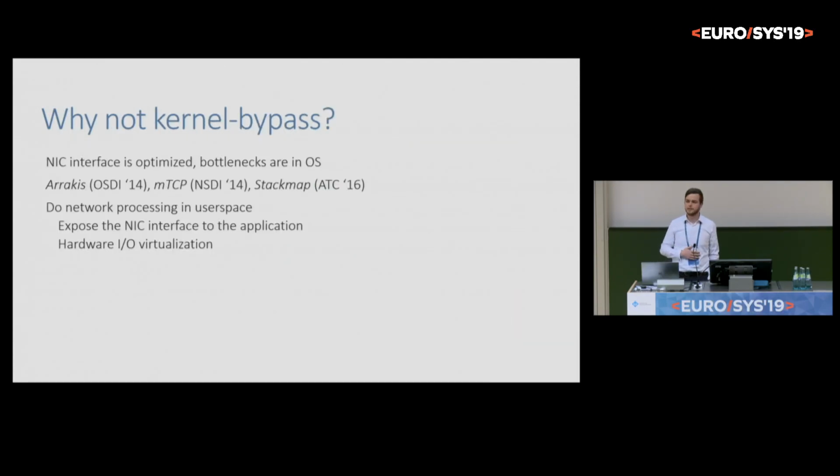So if the bottlenecks are in the operating system, why don't we simply do kernel bypass? We know that the NIC interface is optimized, so we can use hardware I/O virtualization, expose the NIC directly to user space, and use a user space networking stack. By doing so, you get good performance, you avoid the bottlenecks in the operating system, and you get the added benefit of being able to specialize your network stack to match more closely with your application.